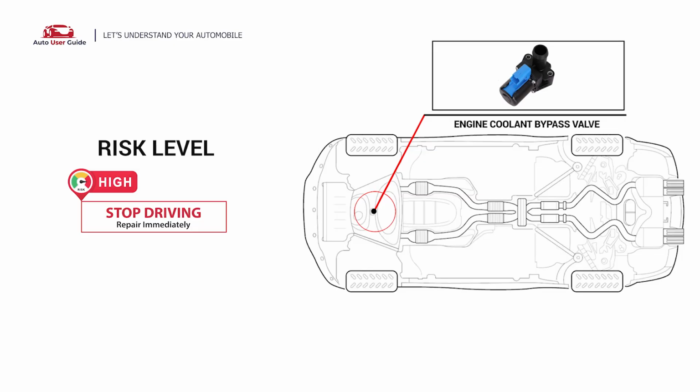The P26AC engine code indicates a powertrain diagnostic code, defined as engine coolant bypass valve B control circuit open. Under this circumstance, stop driving and repair your vehicle immediately.